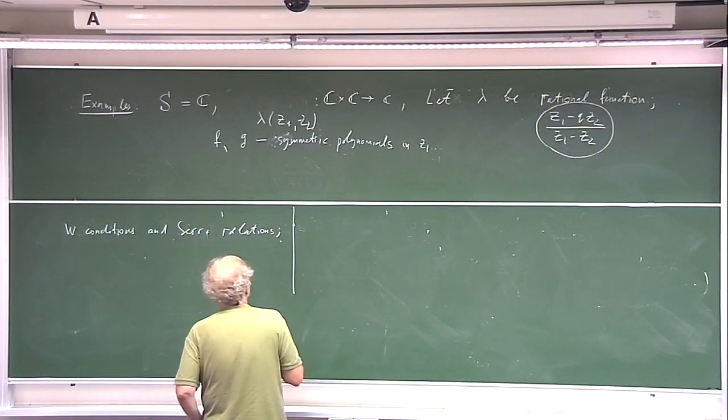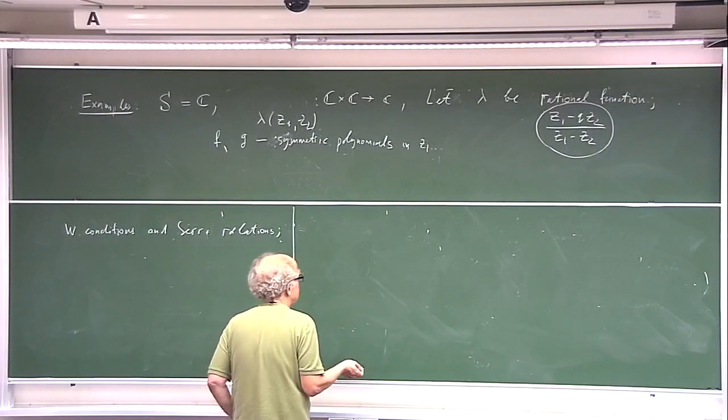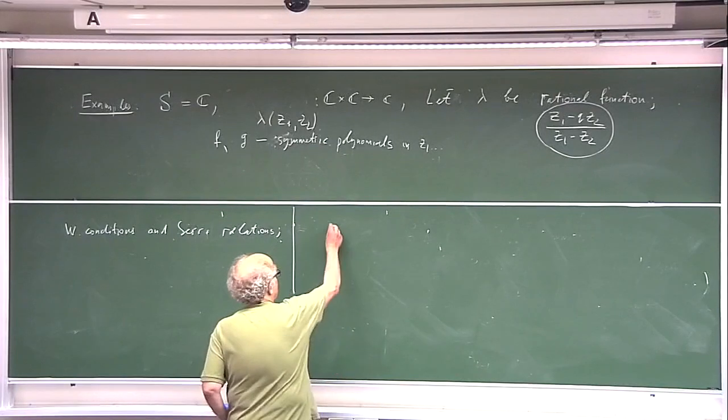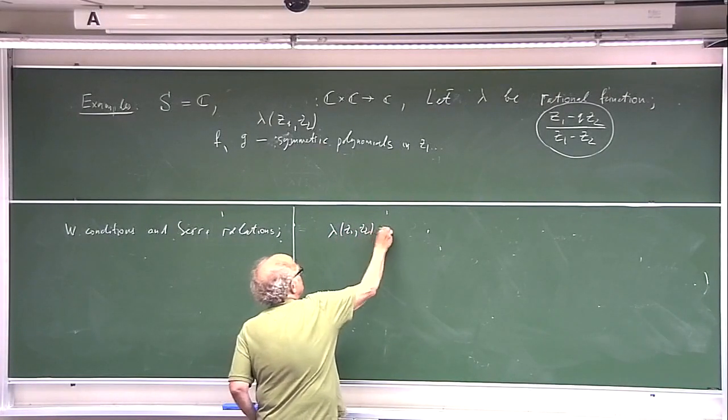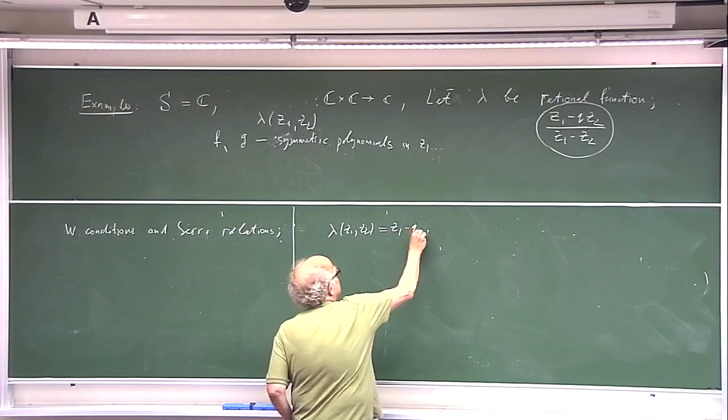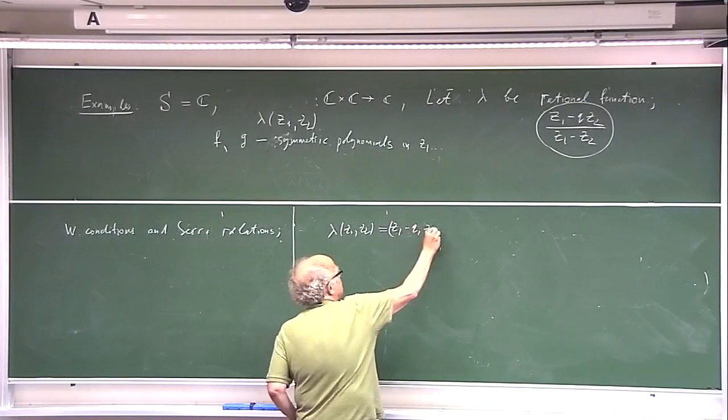let me consider still the same example. So my function down here, Z1, Z2, will be Z1 minus Z1 Z2, with 3 factors.